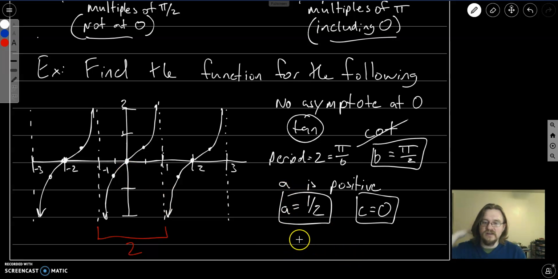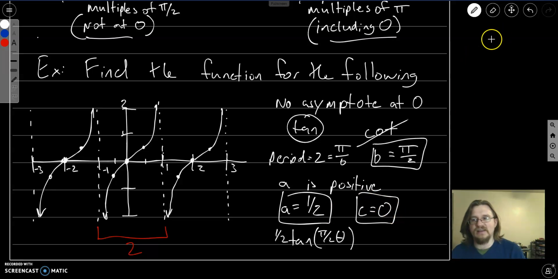So this function here is going to be 1/2 times the tangent of pi halves theta plus 0, but plus 0 doesn't really add anything.